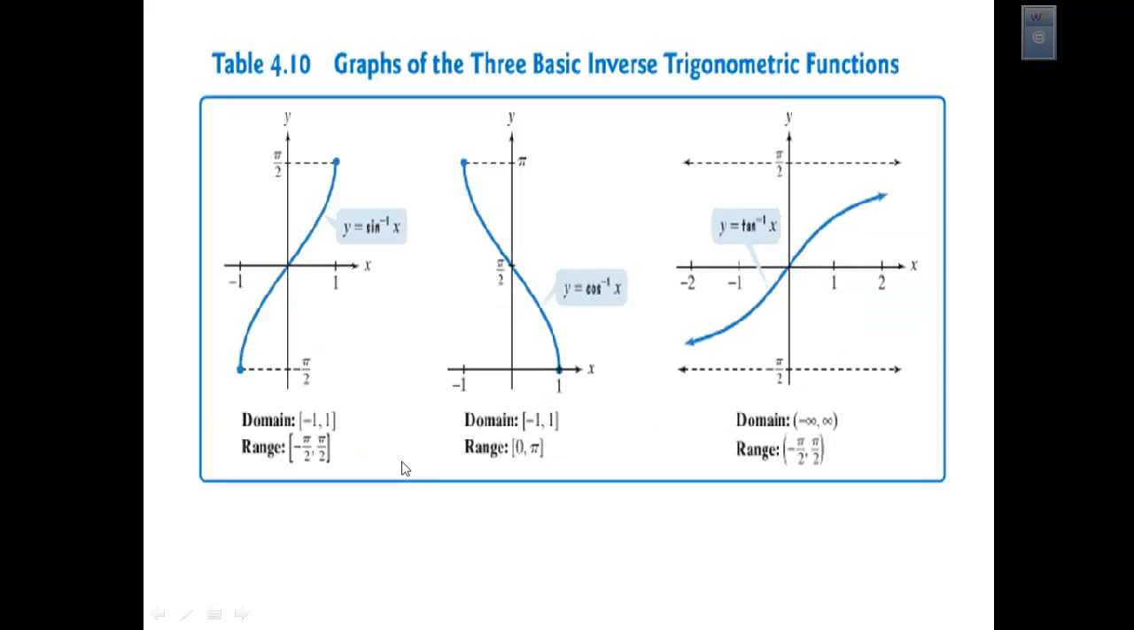All right, so there are the graphs of the three basic inverse trig functions: inverse sine, inverse cosine, inverse tangent. You need to know the domain and range of these. Domain is what values you can put into the inverse trig function. Range is what you're going to get out. And you already know these because we already dealt with that when we talked about the limitations of the domain or of the range on the trig functions.